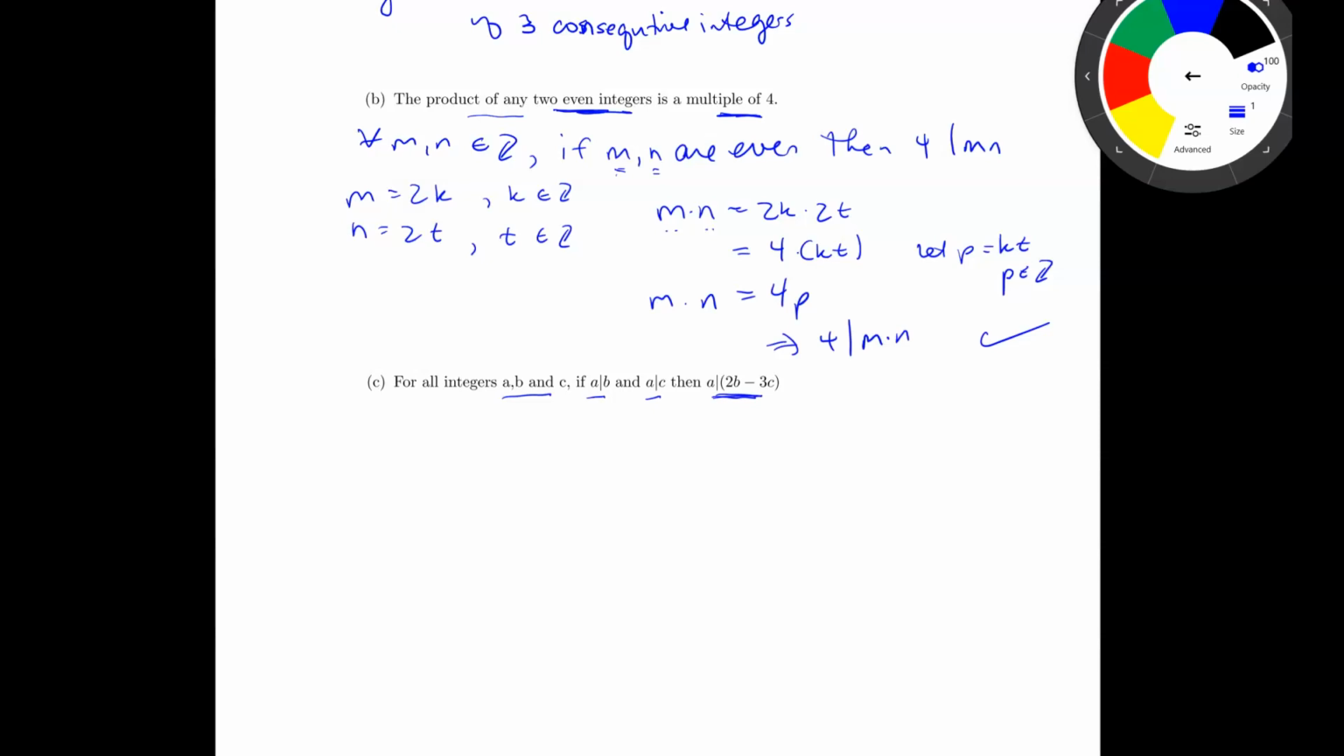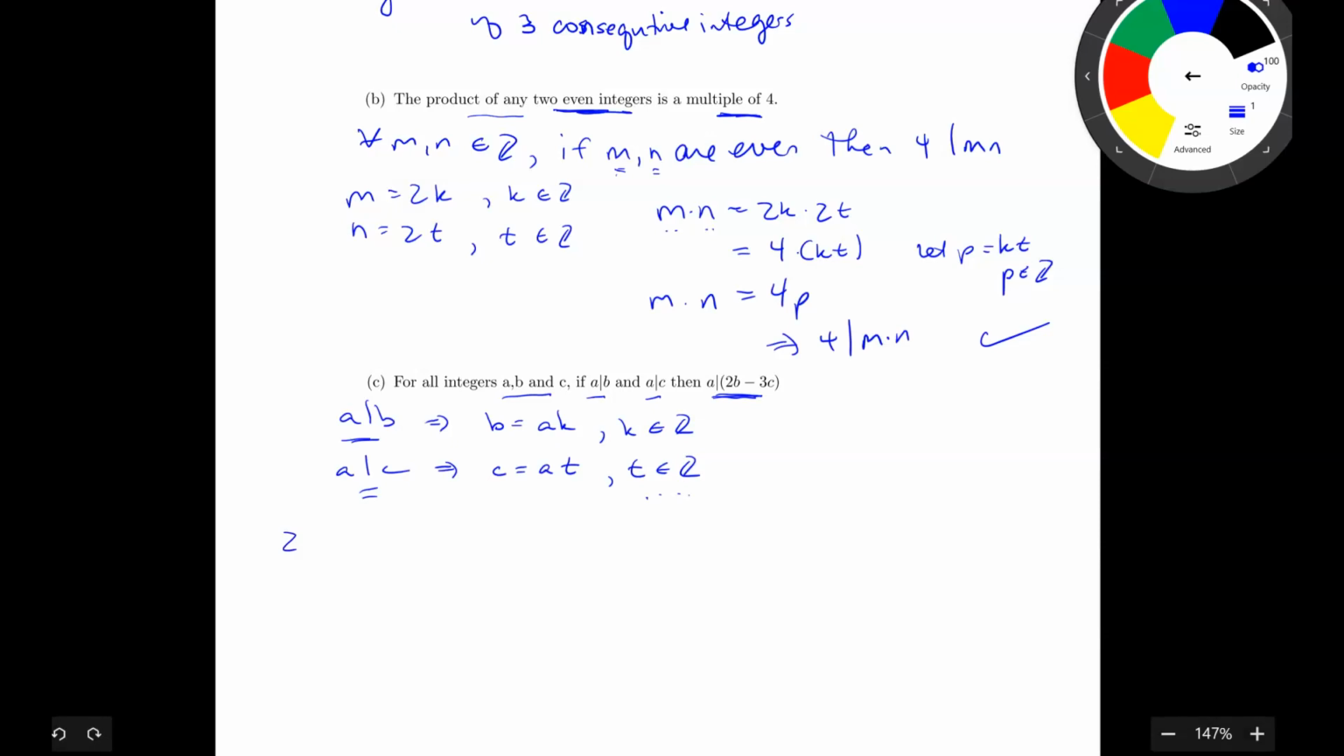All right, let's just go through. A divides b. What does that mean? Again, write this down and then tell me what it means. This means b is equal to ak, k an element of the integers. A divides c means that c is equal to at, t an element of the integers, right? So it's necessary to write this and then what it means, and to have all these details.